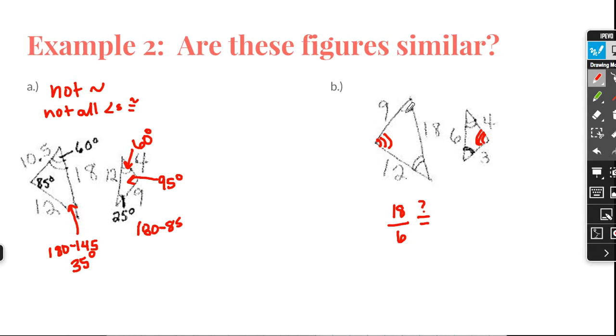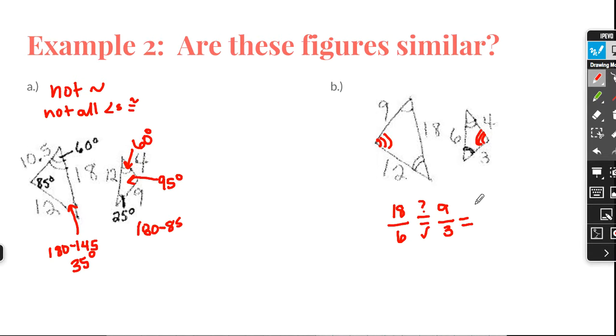So now we can use the side that is attached to the angle that's marked number 1. So in the big triangle, that is 9. In its corresponding side, the one that's marked with the 1 angle, is 3. So far, 9 over 3 also reduces to 3 to 1. So that one's good. Let's check our last set of sides.